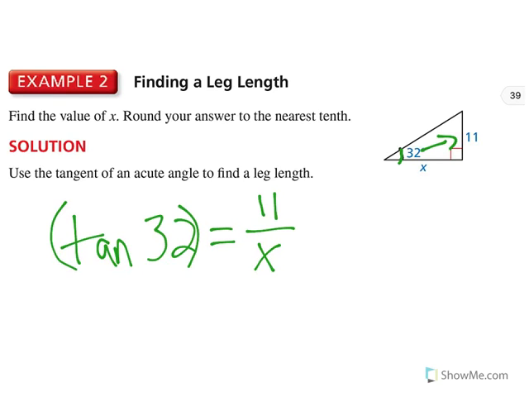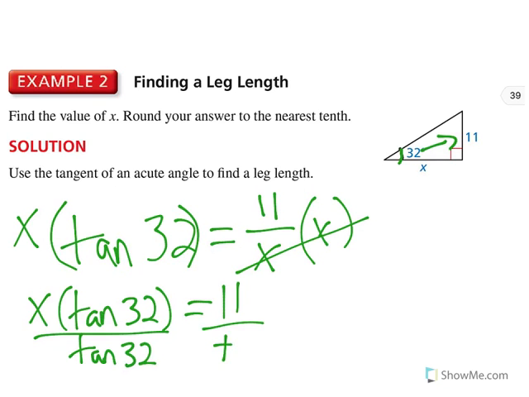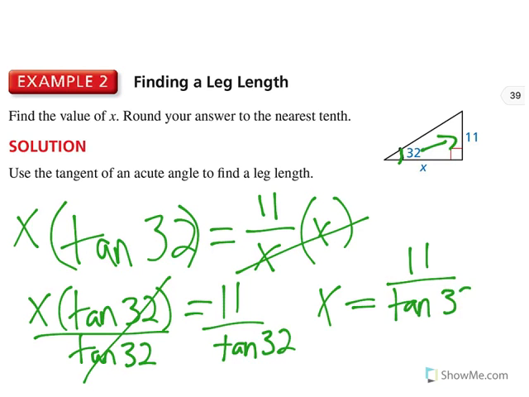So if I want to try to solve this, I need to try to get my x in the numerator, so I'm going to actually multiply both sides by x, so that way I cancel out here. And so I get x tan of 32 is equal to 11. To get x by itself, I need to divide, because right now these are being multiplied, so I'm going to divide by tangent of 32 to both sides. And so it cancels out here, and so I get x is equal to 11 over the tan of 32.